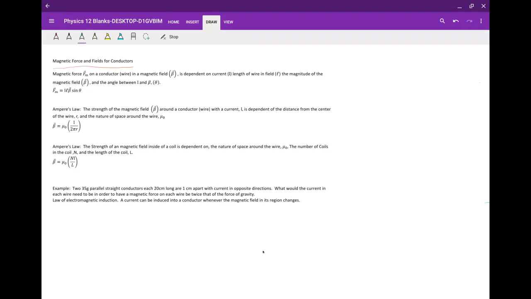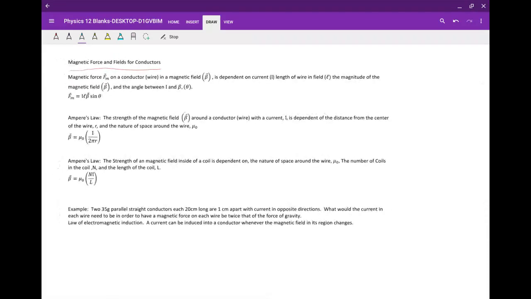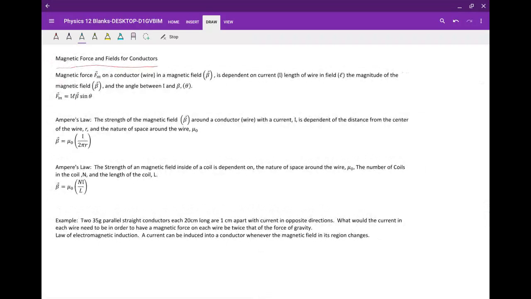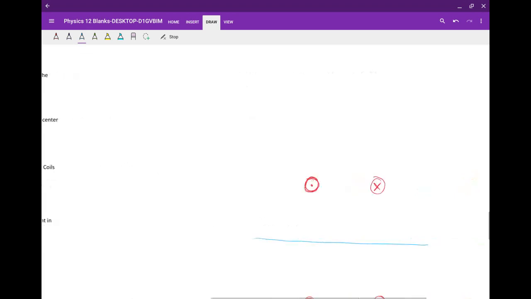Fields and forces around and for conductors. In this section, what they're talking about is you've got basically a wire and another wire, and they're adjacent to each other. And the question is, well, how do their magnetic fields interact? Well, let's talk about that.